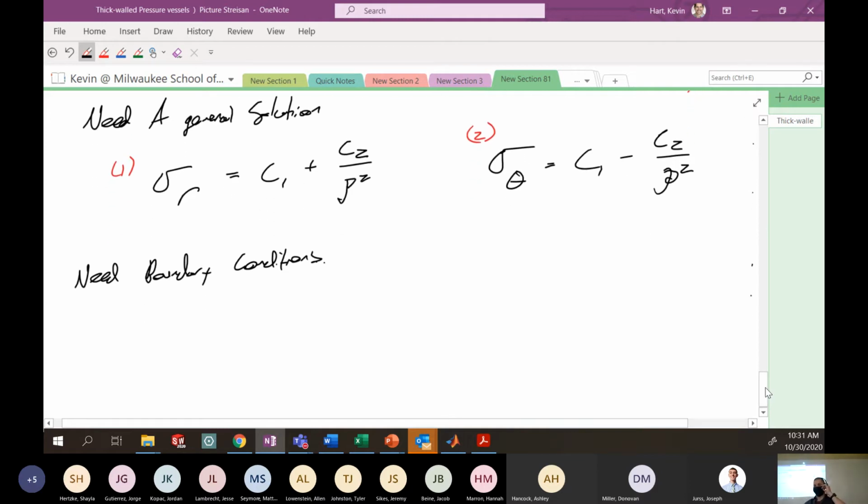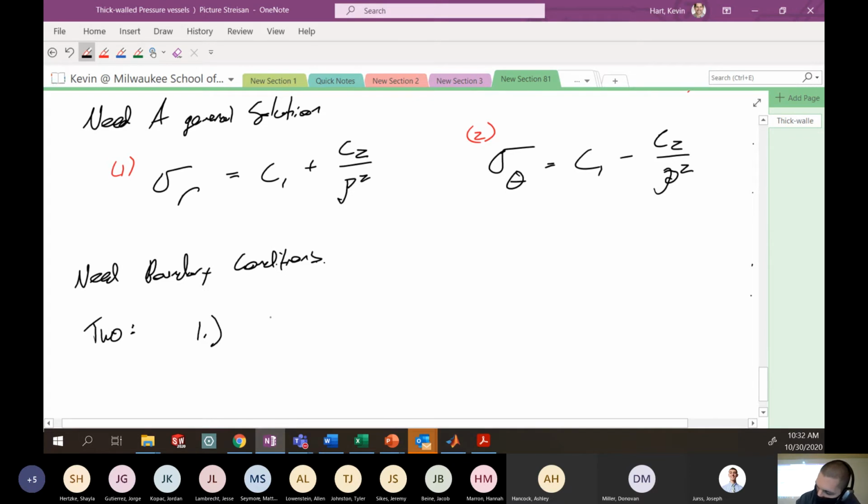What boundary conditions can we leverage in this condition? Well, we know that the radial stress at the inner wall and the outer wall of the member have to be the internal pressure and the outer pressure, respectively. And we're balancing those, so they have to be the negative of each of those. So I have two boundary conditions.